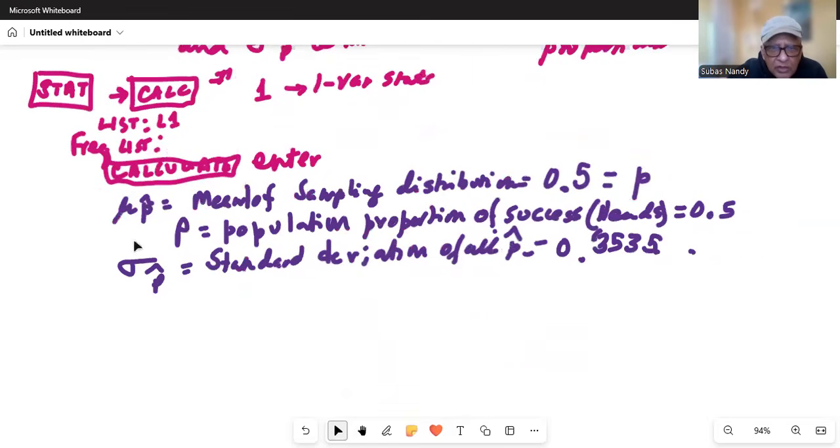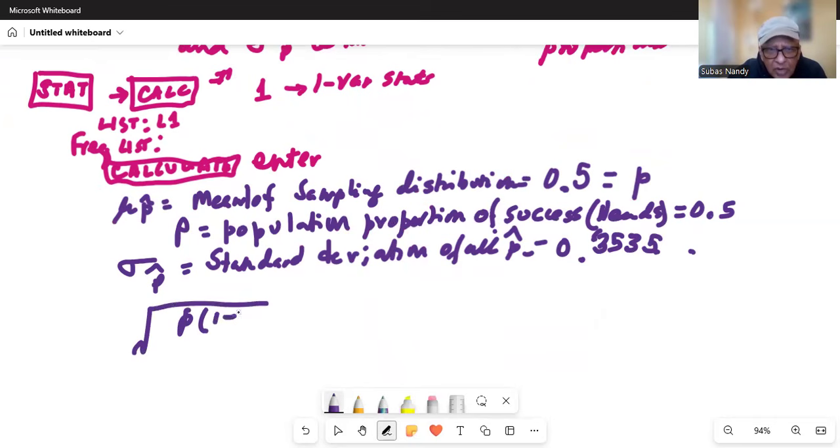Let's calculate the square root of p times 1 minus p over n. Remember, my p, the population proportion of success, is 0.5, and there are two tosses in each sample, and there are four possibilities. So n is equal to 2. We toss the coin two times.